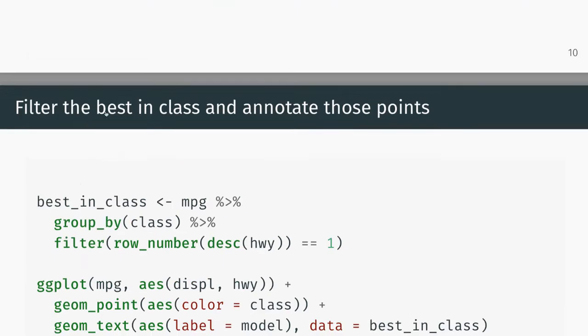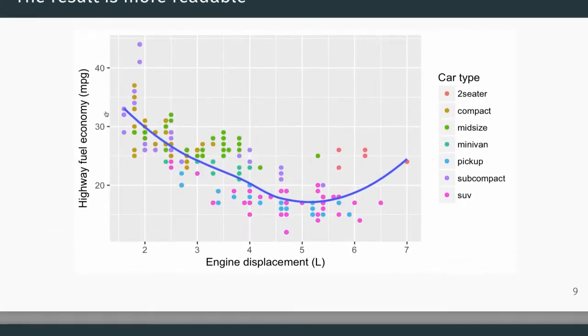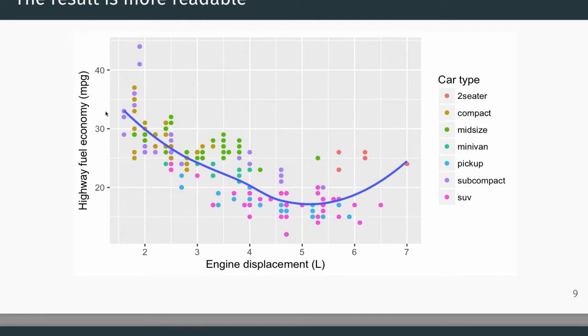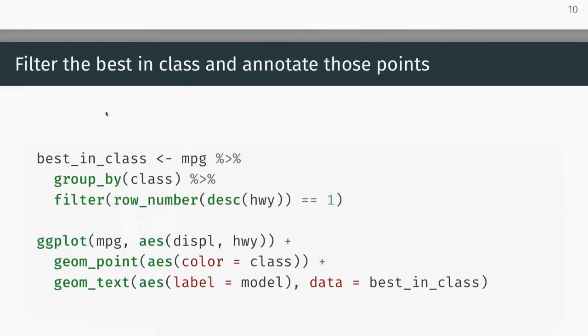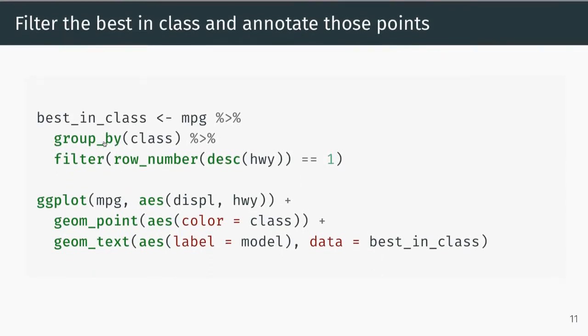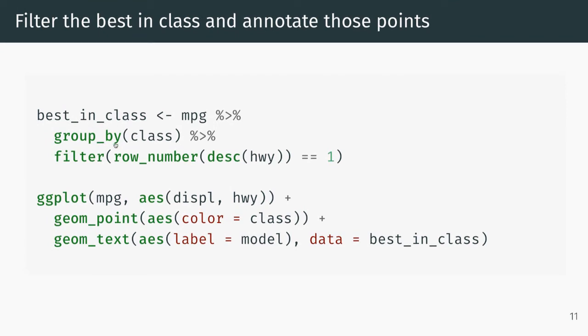So we should have as many. How many categories do we have? We have 7 classes. So this should be a list of 7 after this, and you can check that by just running this in R. Okay, and then we depict it using the same scatter plot that we've been using, but we're adding a geom to it. We're adding the text geom, and the data for the text geom is going to be best in class.